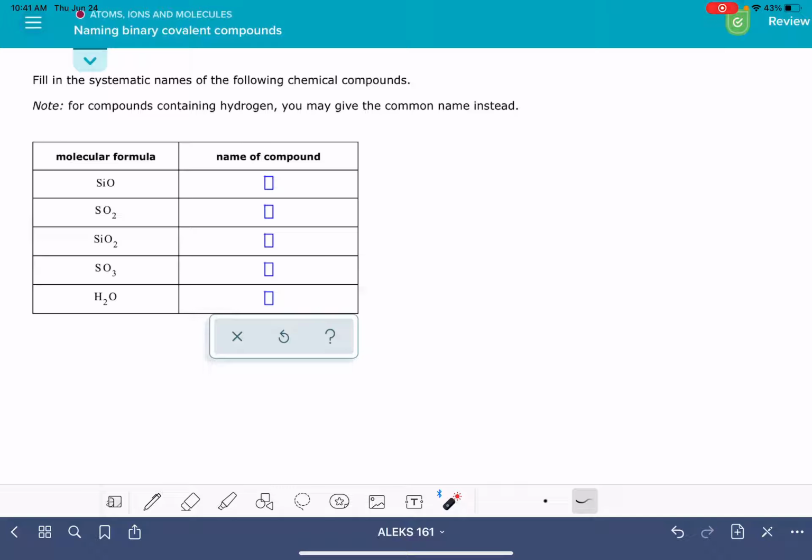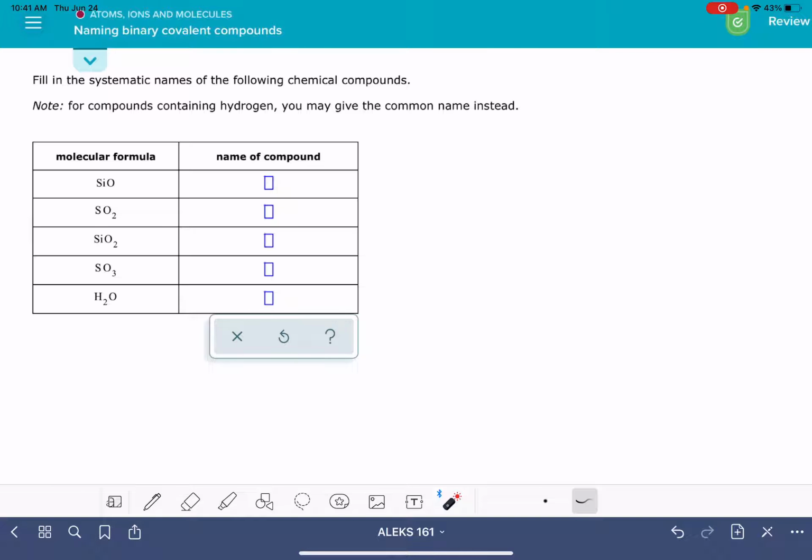In this video, I'll show you how to solve the ALEKS problem called naming binary covalent compounds. These are going to be molecules that are all non-metals. So there's no cations or anions here. These are just all non-metals coming together to make a molecule. These are actually pretty tricky to name.